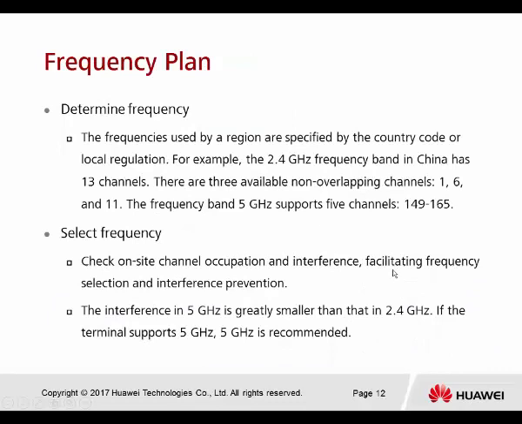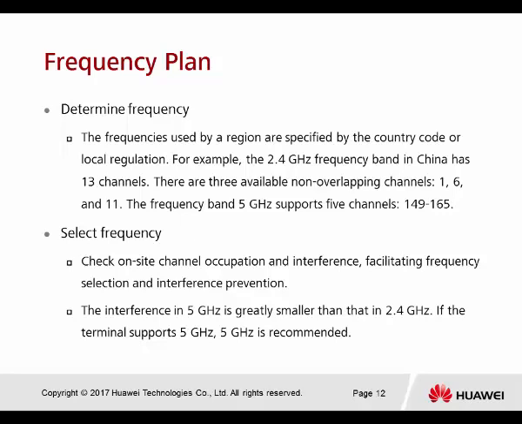Frequency band. The frequency used by region is specified by the country code and the local regulation. For example, the 2.4 GHz frequency band in China has 13 channels, and there are only 3 available non-overlapping channels: 1, 6, 11. The 5 GHz frequency band supports 5 channels, 149 to 165 only.